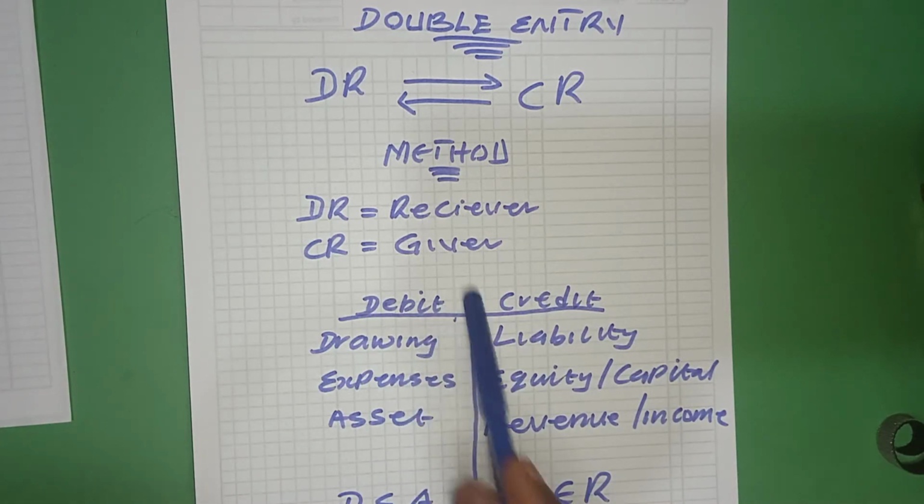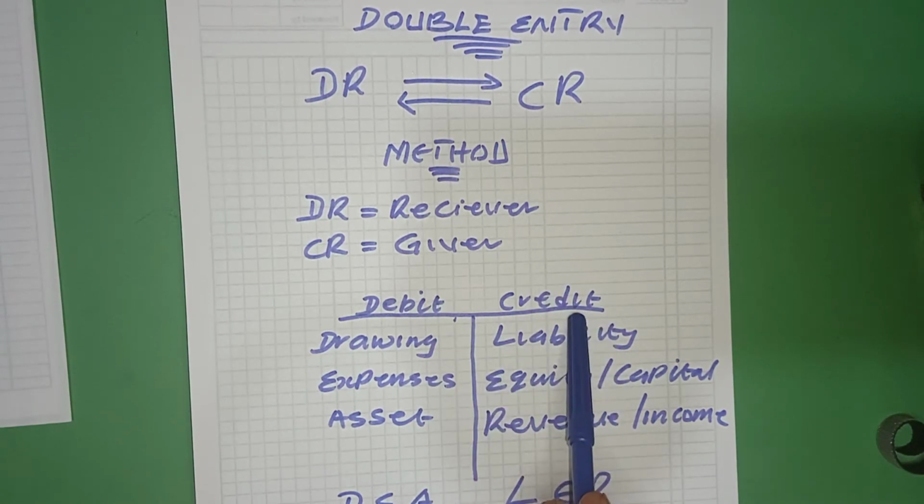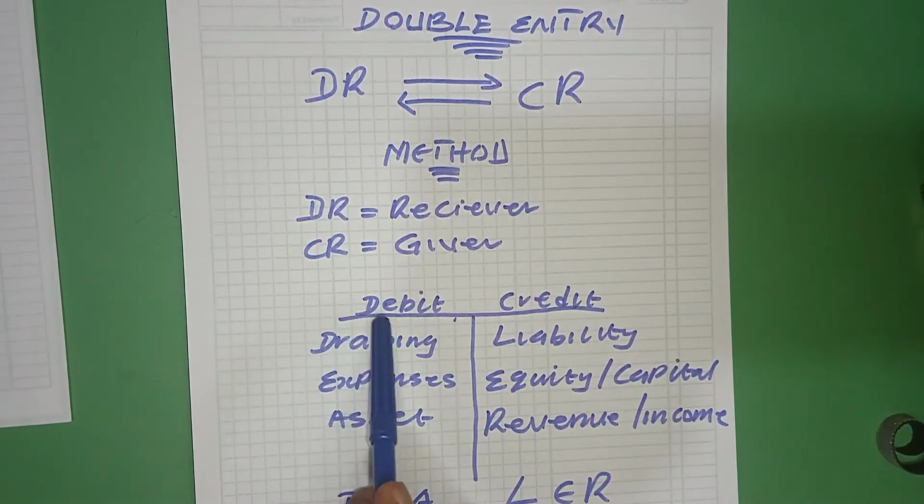Know that drawings, expenses, and assets originate from the debit side. Debit is their origin. So whenever you are solving any question and you see drawings, expenses, assets, know that they are debit balance. You don't need to think two times. When you see the purchase of office equipment, know that office equipment is an asset. You debit your office equipment.